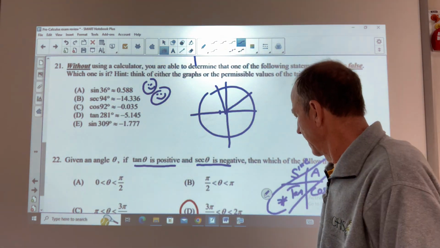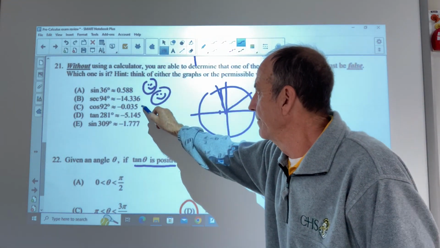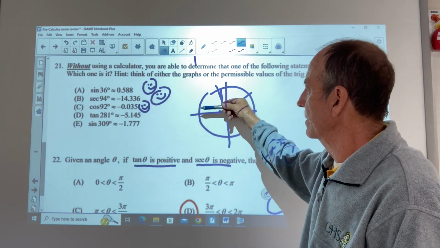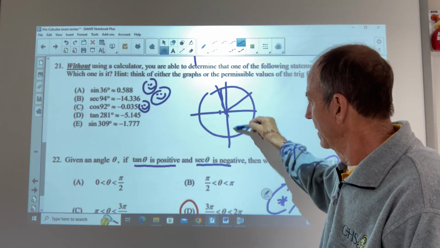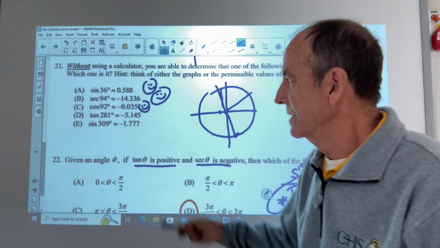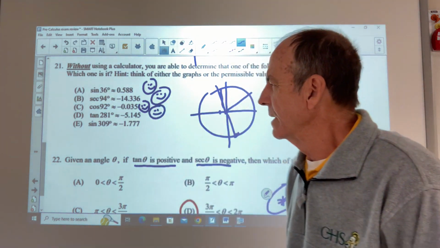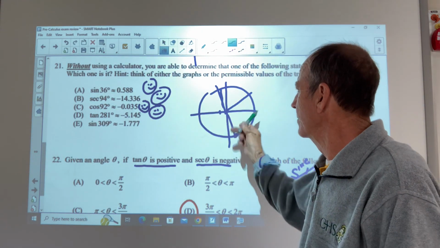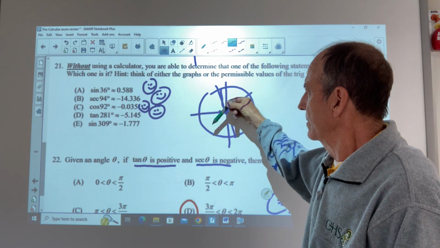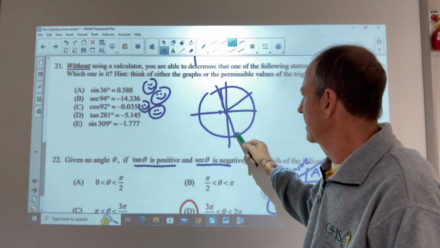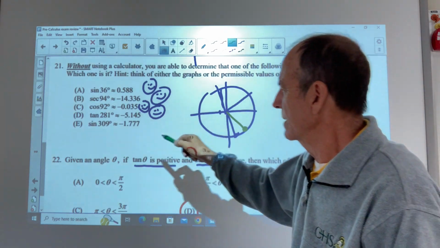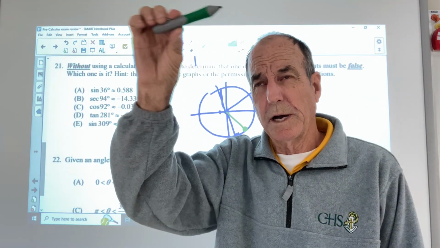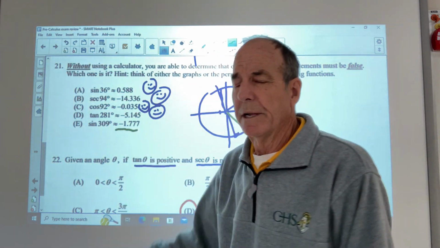92 degrees, again, we're up here somewhere. That seems okay. The tangent of 281, okay, so 90 degrees, 180 degrees, 270 degrees, 281 is somewhere down here, and it says the tangent is negative, that seems okay. So we're down to 309, and the sine is negative 1.7. 309 degrees, there's 90, 180, 270, 309 is down here somewhere, and the sine is negative, that's correct, except the sine is always stuck between +1 and -1. It will never get lower than -1, right?